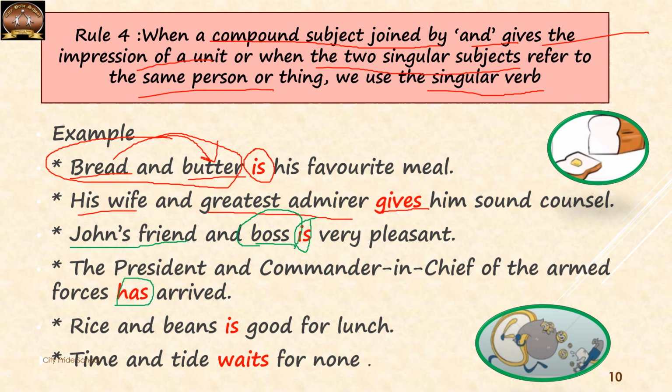Rice and beans. Since they go together, they are referring to a single unit. They are considered as a single unit and will take a singular verb. Rice and beans is good for lunch. Time and tide. Time and tide again, they are always used together as a single unit, and will be followed by a singular verb, that is waits.